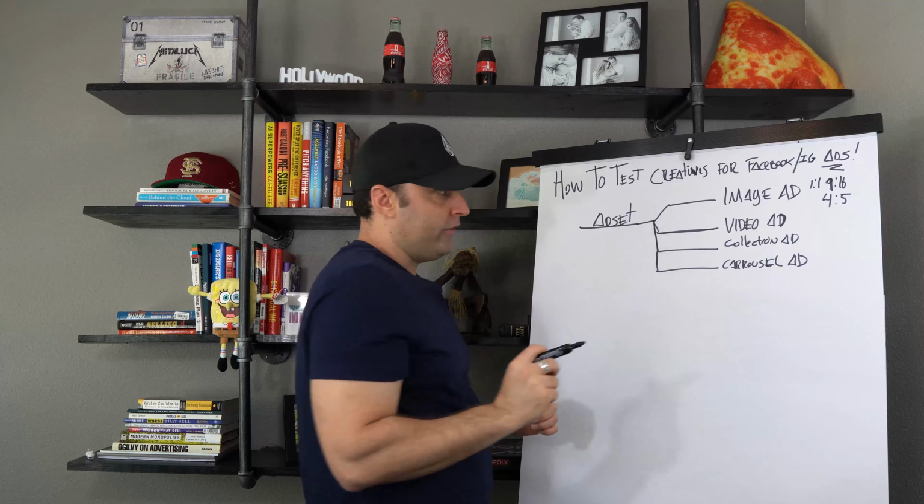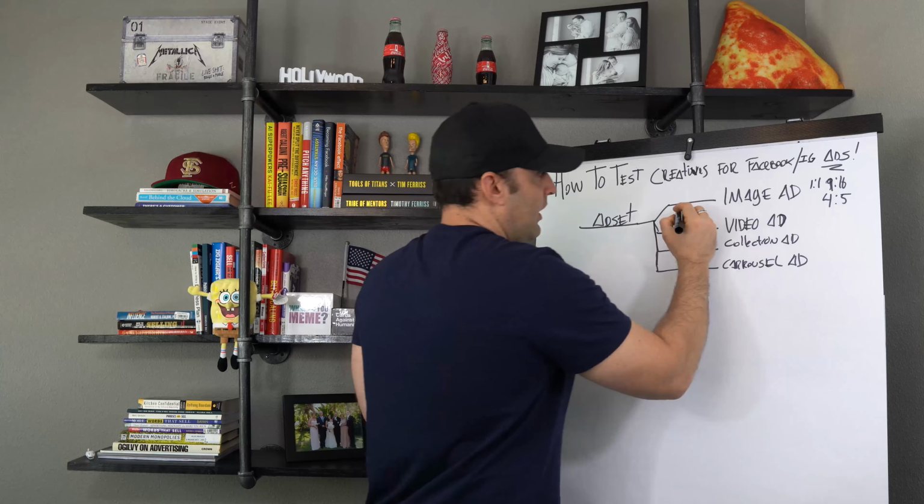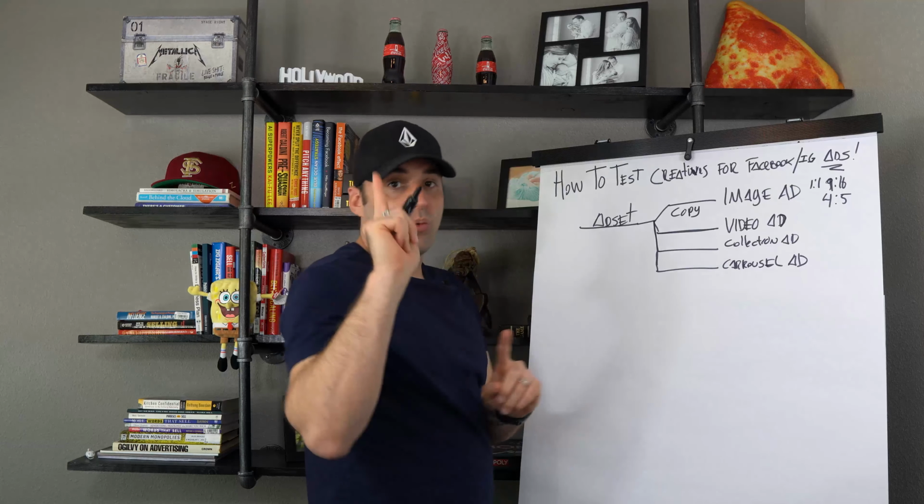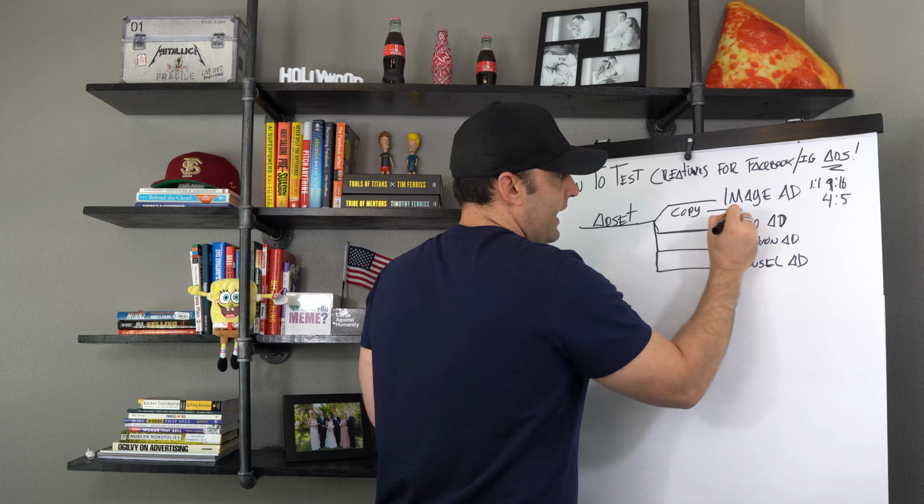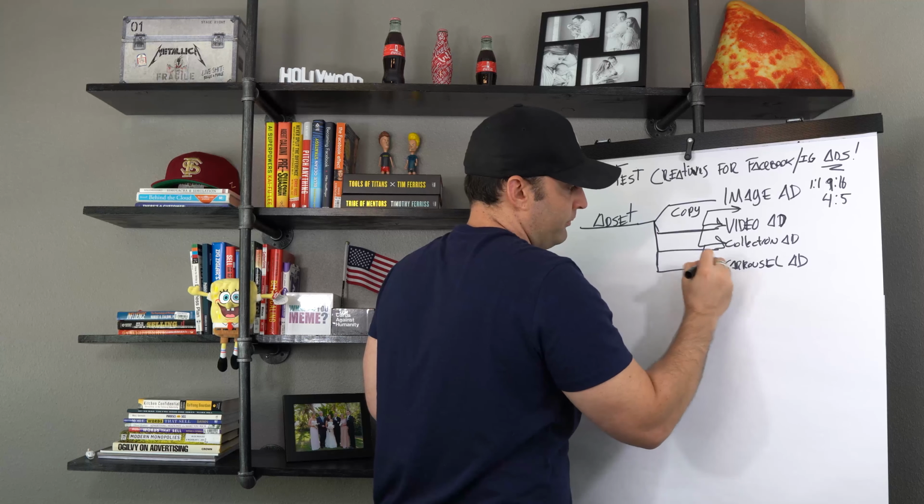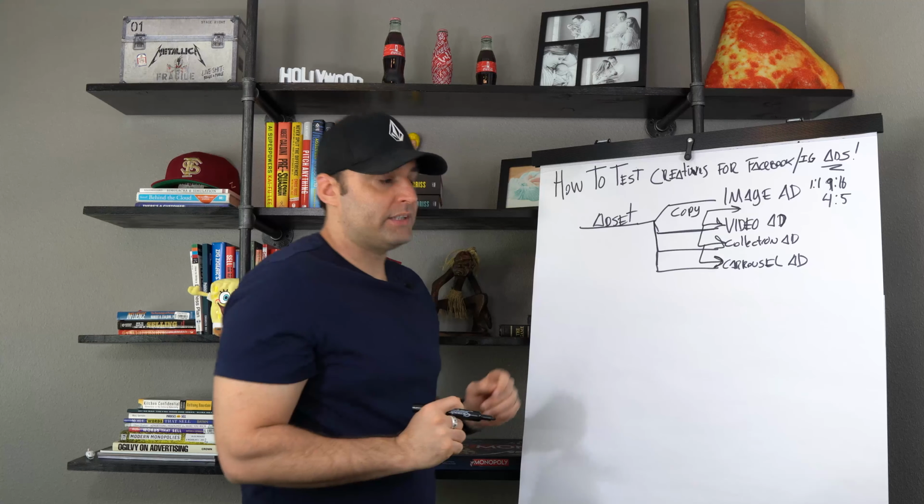The second thing that I do is, when I start my copy, my ad copy, I'm just using one ad copy. The same exact ad copy for each one of them. Why do I do it this way?